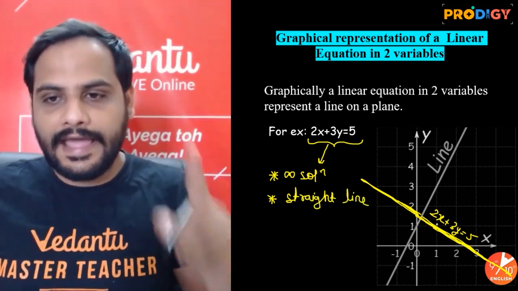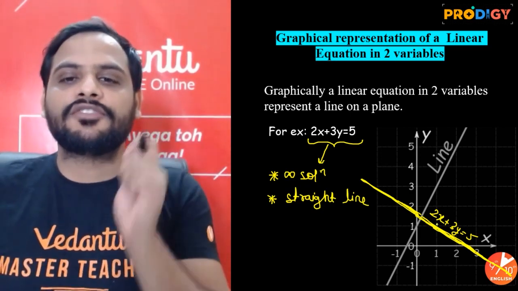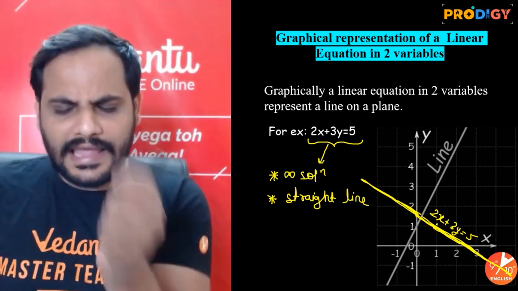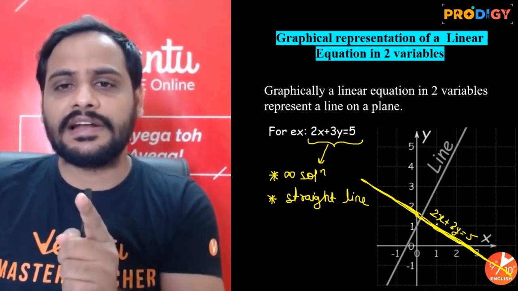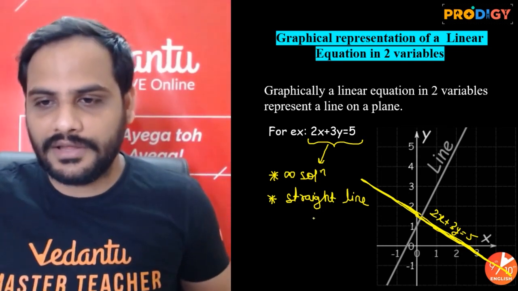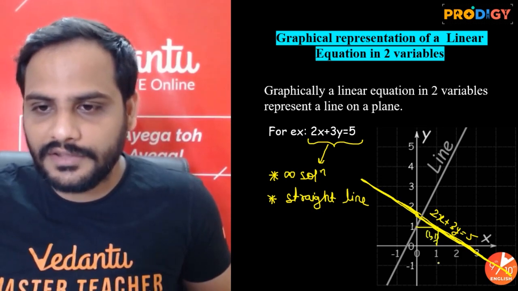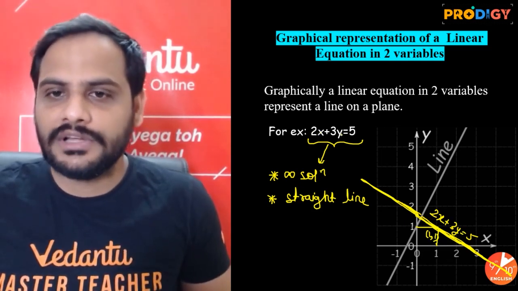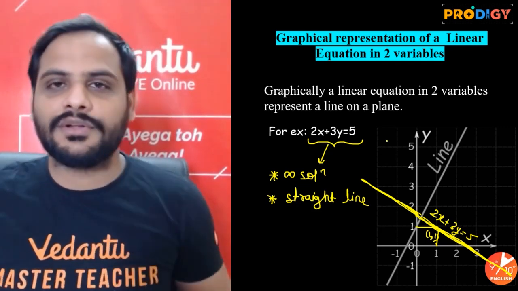It means every point on this line will represent a solution of the given equation. Once I have got the line, any point on this line will be representing a solution of the given equation. Any point. Now beta, look, for example, this line is passing through the point 1, 1. Put x as 1 and y as 1. 2 into 1 is 2, 3 into 1 is 3, 2 plus 3 is 5, here also 5. So 1 comma 1 is a solution which is present on the line.